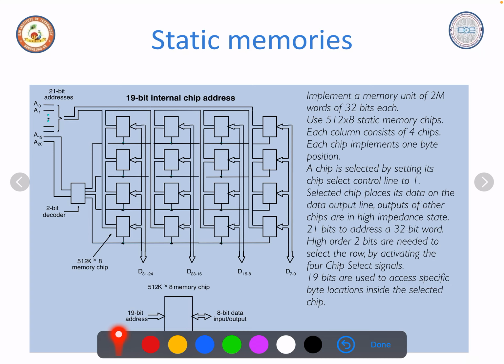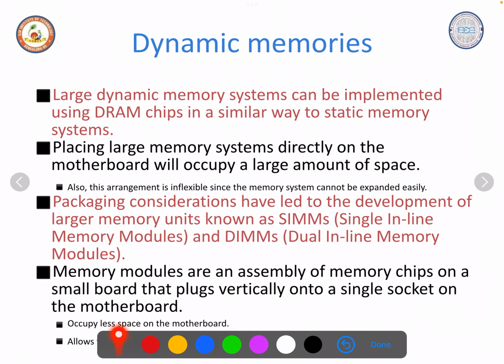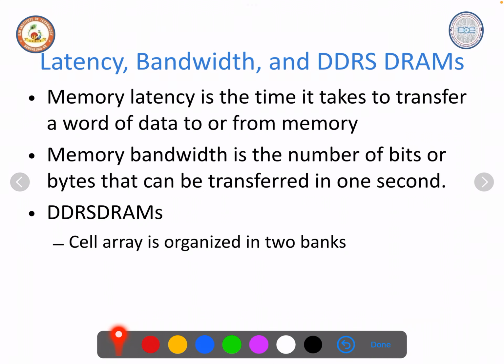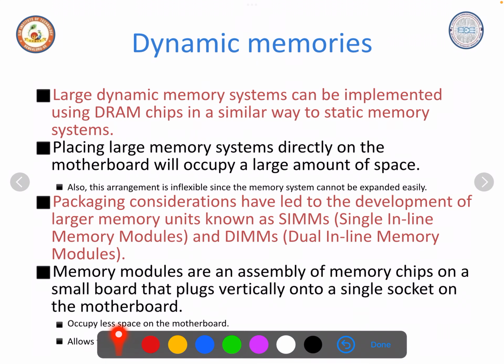The main thing you need to know is how many data lines and how many address lines you need, and based on that, whether to arrange the memory as an array, either as rows or as columns. So this was about static memory, the static RAM cell. Similarly, you have dynamic memories.